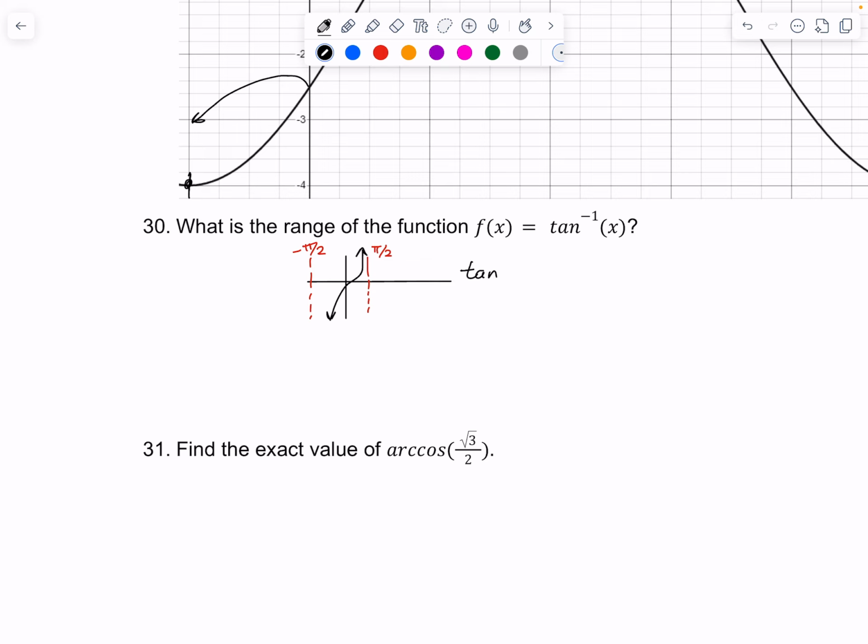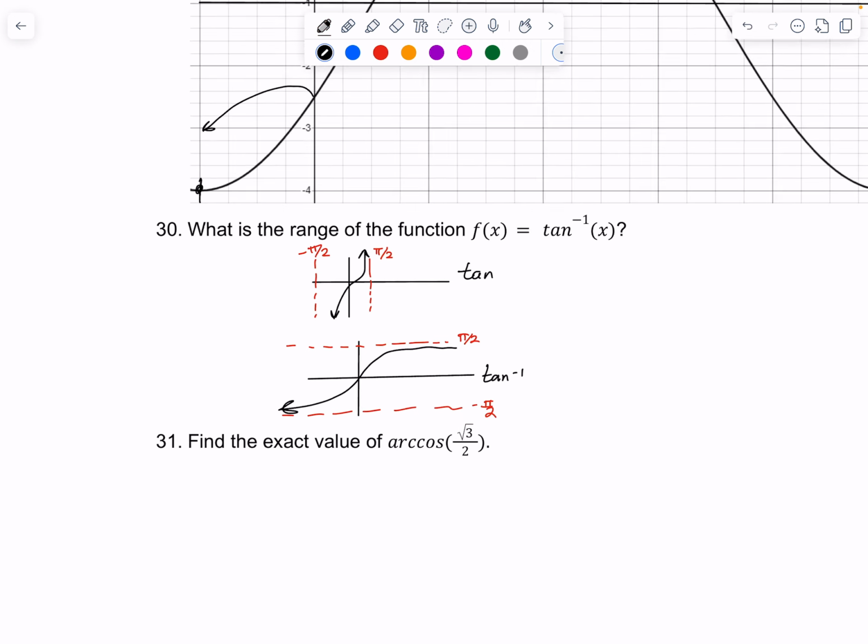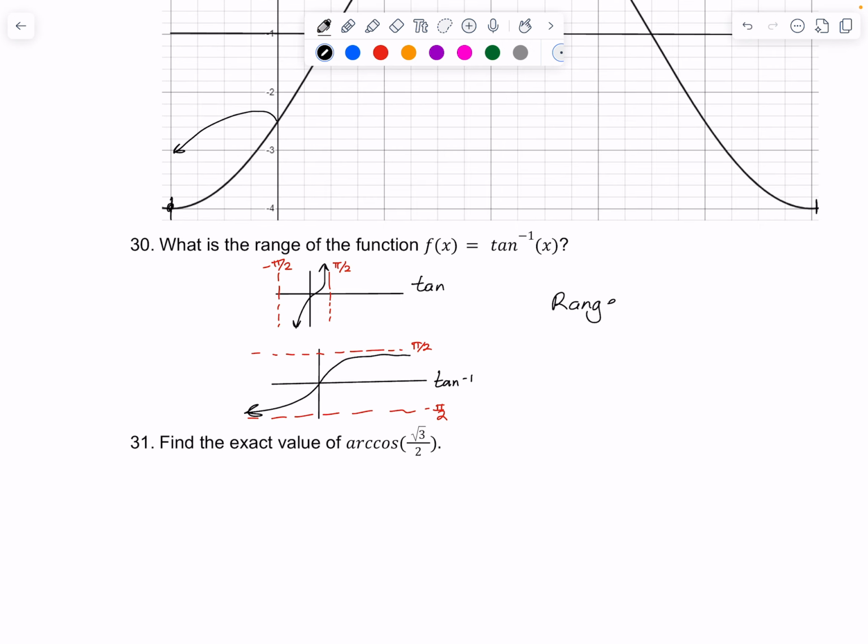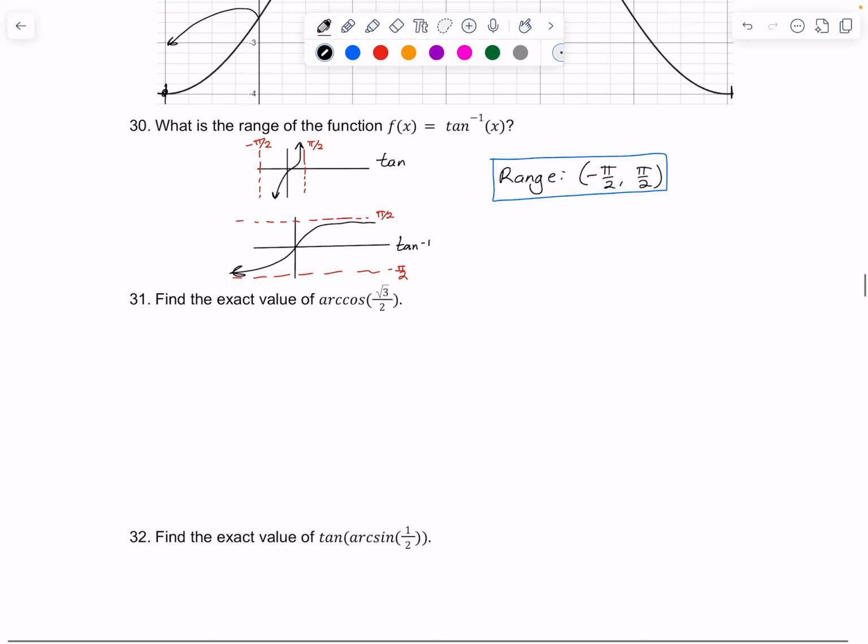So that means inverse tangent, x and y switch. So inverse tangent would look like this, with, again, an asymptote, but this time it's horizontal because x and y are switched. So the asymptote is at pi over 2, and the other asymptote is at negative pi over 2, which means the range is negative pi over 2 to pi over 2. You do not have to draw a picture to get full credit for this one, but I do recommend it because it's easy to get mixed up if you don't have a picture.